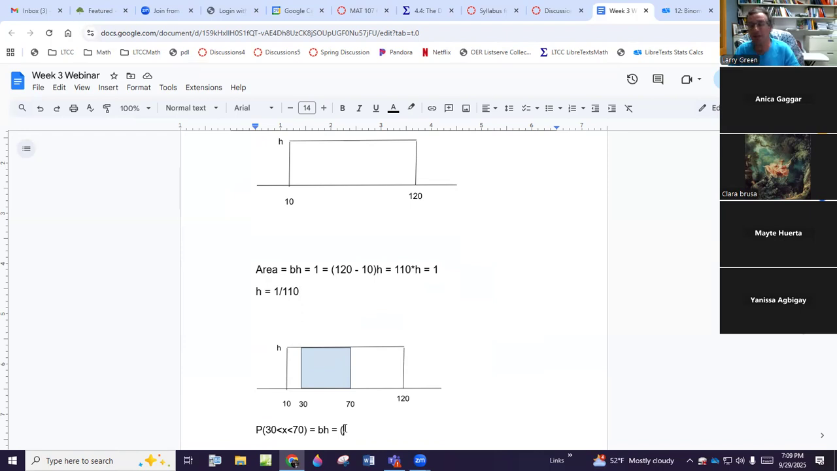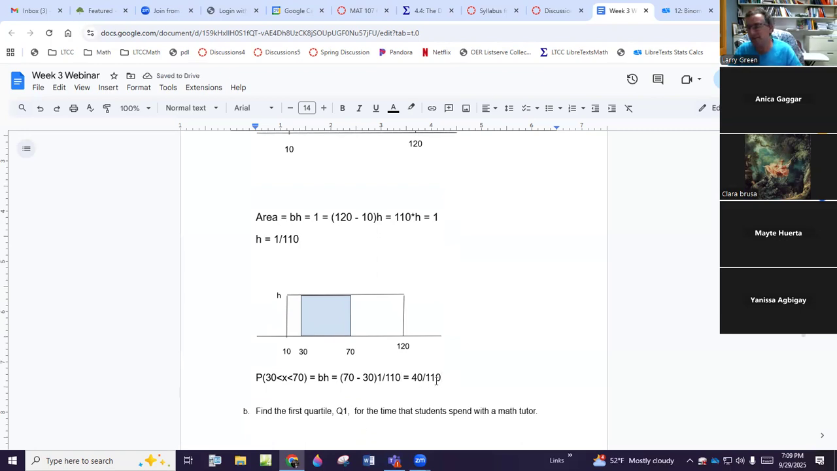Not a trick question. This is supposed to be easy. How do I find the base of this shaded in rectangle? Yeah, I go 70 minus 30. And the height was 1 over 110. So what we get, 70 minus 30 is 40. 40 over 110.